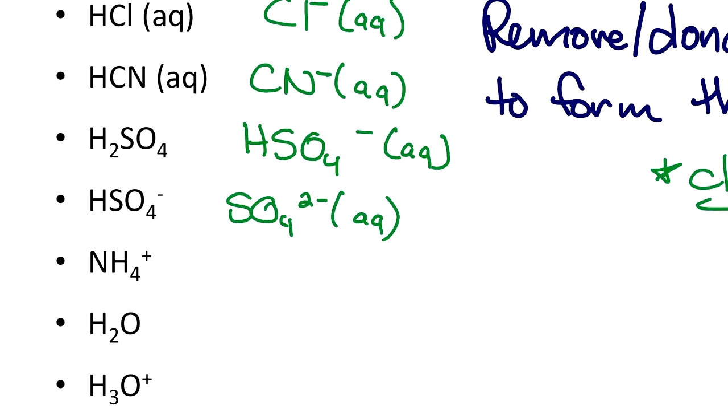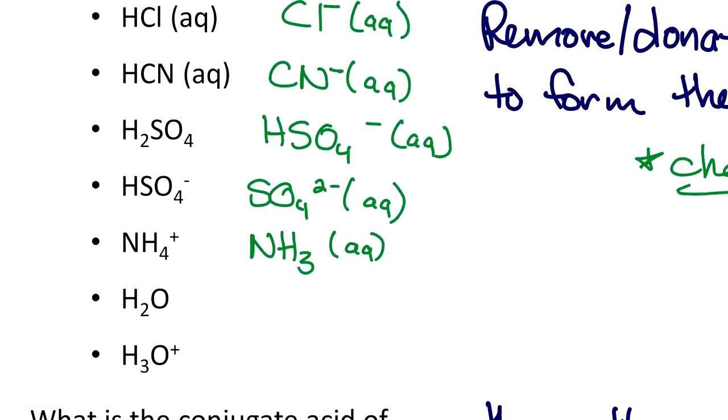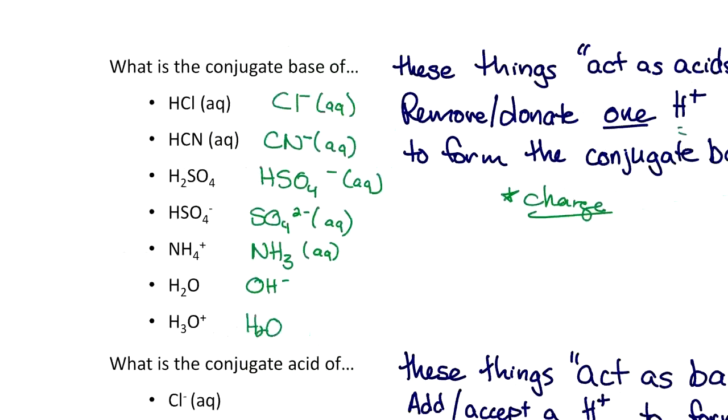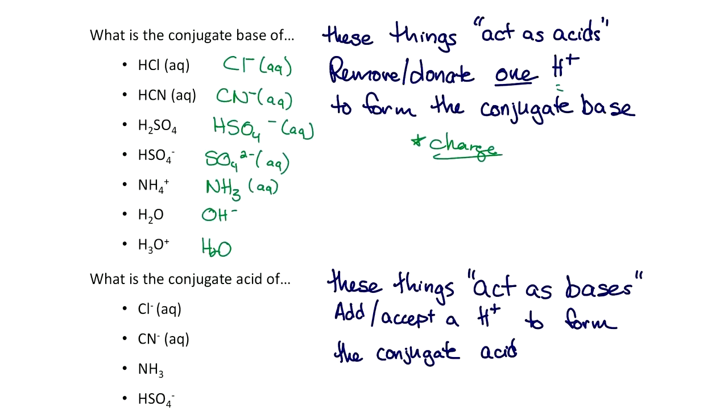All right, so again, these always differ by 1 proton. NH4 plus donated a proton. What's left? NH3, what's the charge? Nothing, yes, good job. That was a trick. All right, yes, all of these are aqueous. Water, what do we get when water donates a proton? Hydroxide, yes. And then finally, hydronium. If hydronium acts as an acid and donates its proton, what is produced? Just water. All right, so all of these substances were acids. They're all behaving like a Bronsted-Lowry acid, donating a proton to produce its conjugate base.